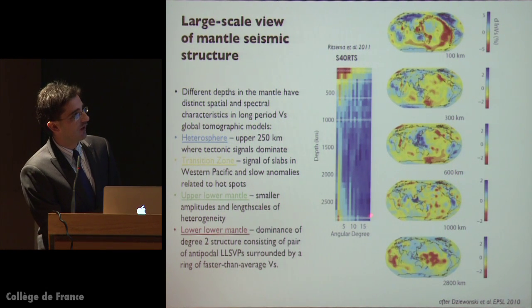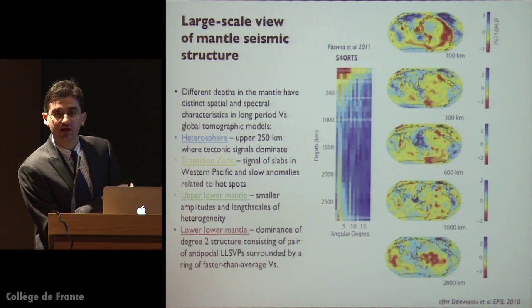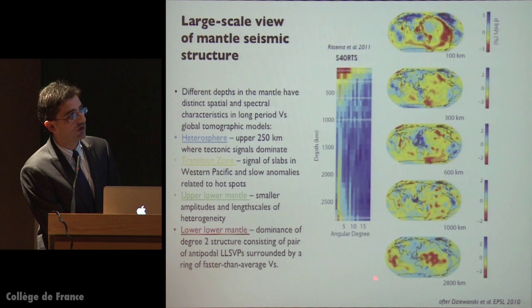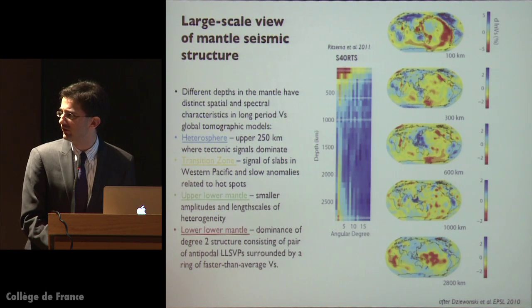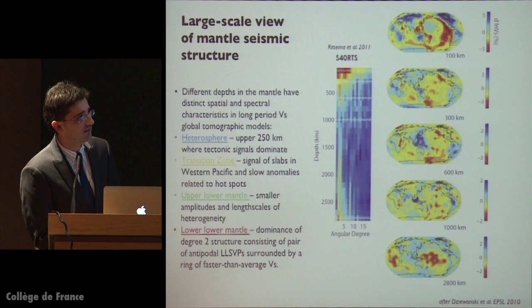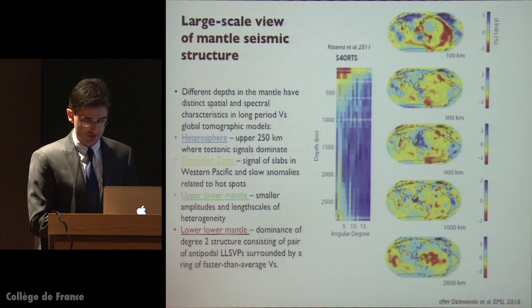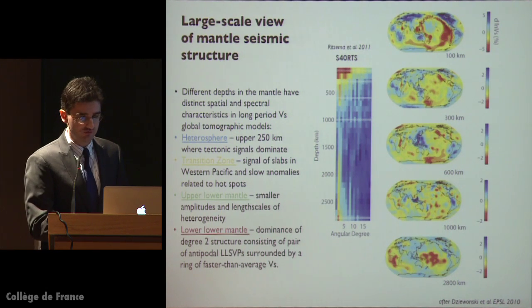So in the upper lower mantle, we have a very white spectrum, so there's heterogeneity at all length scales, and then as we go to the base of the mantle, we have a unique pattern of 2 extremely slow, large, low shear velocity provinces. This is the Pacific one and the African one, and then they are surrounded by a ring of faster than average, but really barely faster than average velocities. And at this depth range, the degree 2 structure dominates. So this is kind of the large-scale view of the mantle.